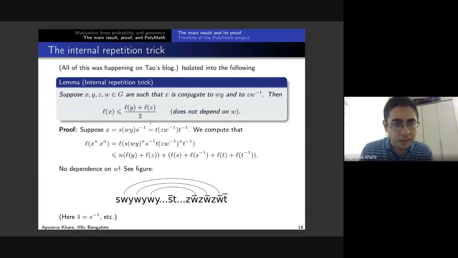Conjugates. Do the same thing that I told you on the blackboard earlier. Look at the 2nth power this time of x. The first n powers I write down is the n powers of this conjugate and the last n powers of that conjugate. So I get s w y to the n s inverse t z w inverse to the n t inverse. And now forget this inequality. Just look at this expression. I'm writing it down here. S, wy, wy, wy, wy, s inverse, t, z w bar, z w bar, z w bar, z w bar, t inverse. The length of this big word is less than the length of s, the length of t bar, and the length of everything in between.